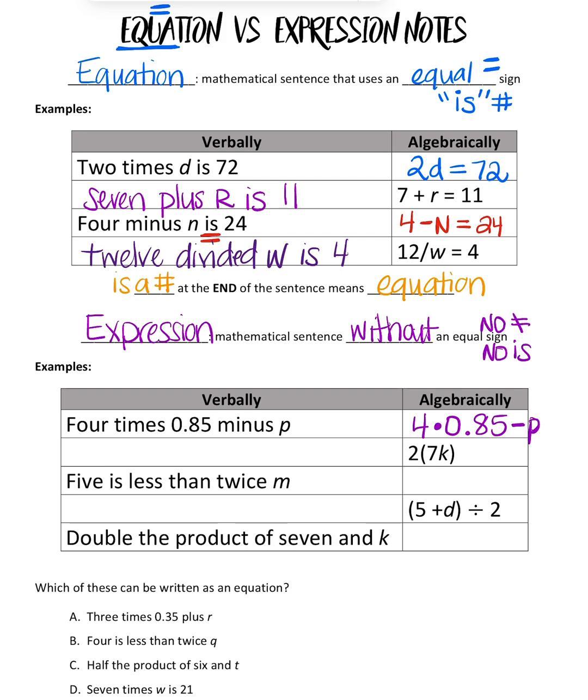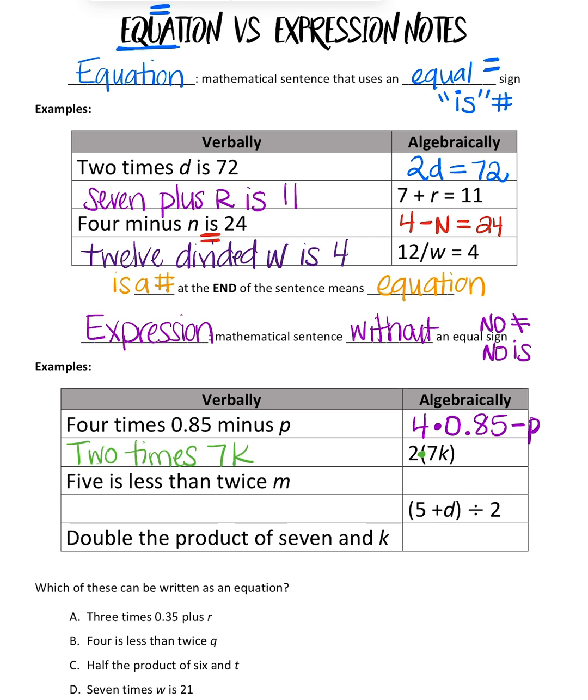All right, our next example says 2 parentheses 7K close parentheses. We know that there is an invisible times in between a number and a parentheses. So I'm going to write this as 2 times 7K. And again, do you see the word is? Do you see the word equals? No. Anytime those are missing, you're going to say it's an expression. It doesn't have a current solution.